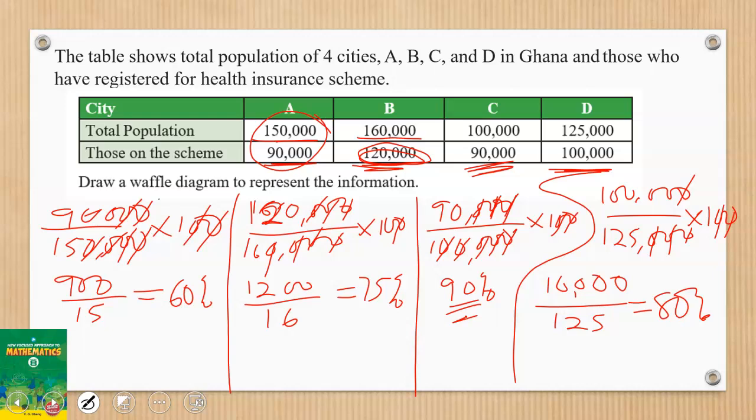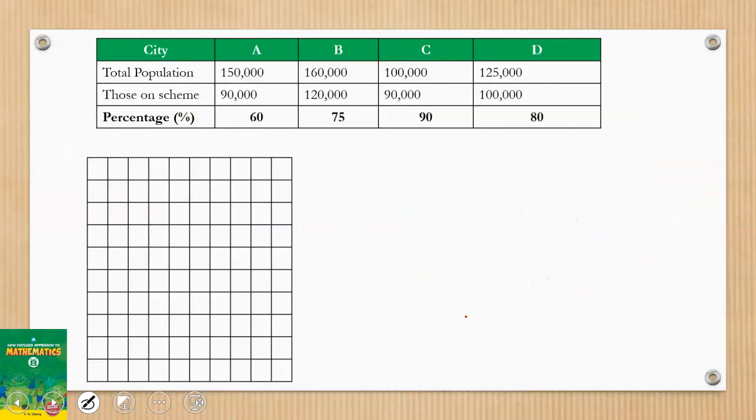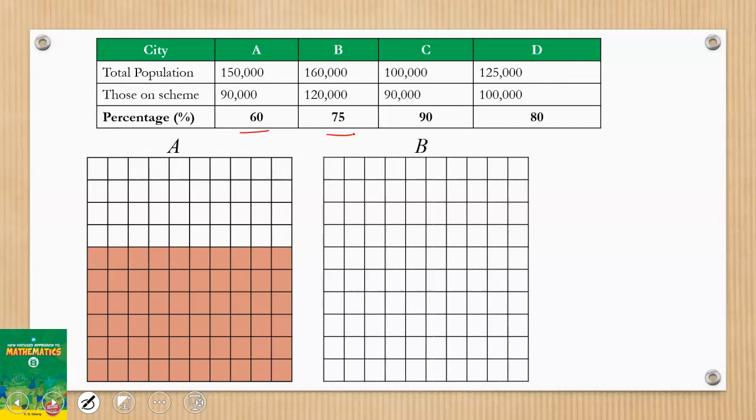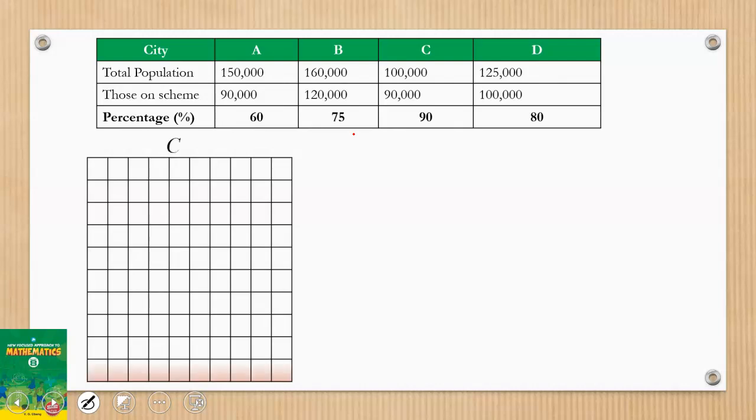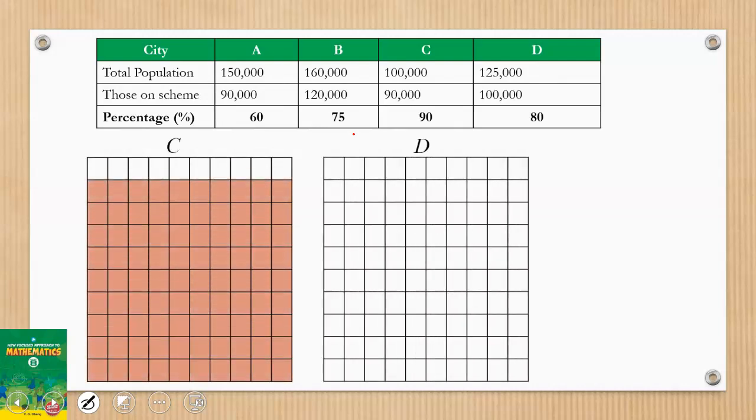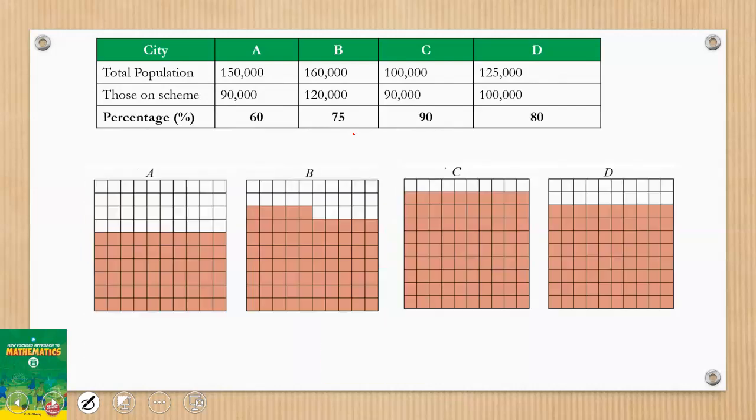Now, how do we represent this with the Waffle diagram? These are our percentages. First of all, we have 60, that's city A, so for city A we shade only 60. Then for city B we shade 75, for city C we shade 90, and for D we shade 80. Now, when we bring all of them together like this and compare them, you can see that city C has the highest. I'm sure this has really helped you in understanding this concept.